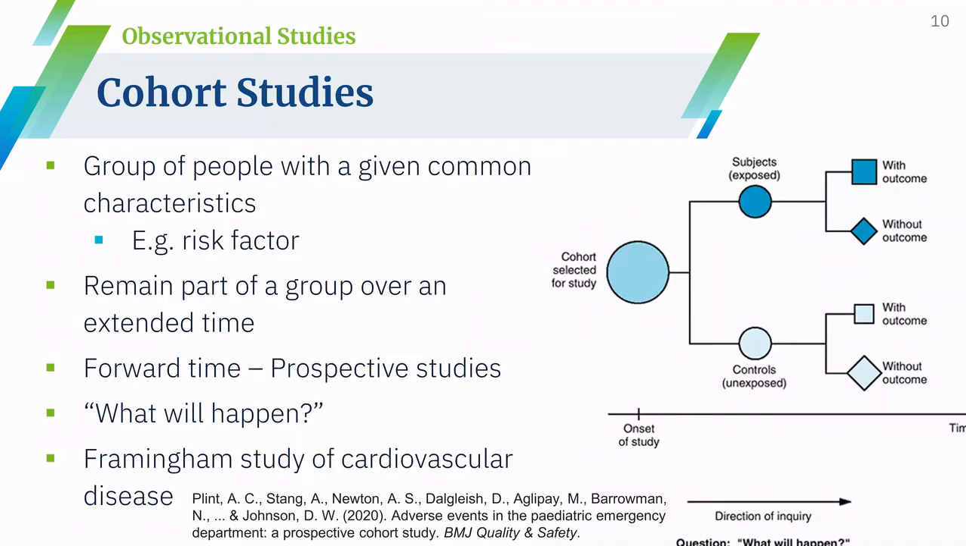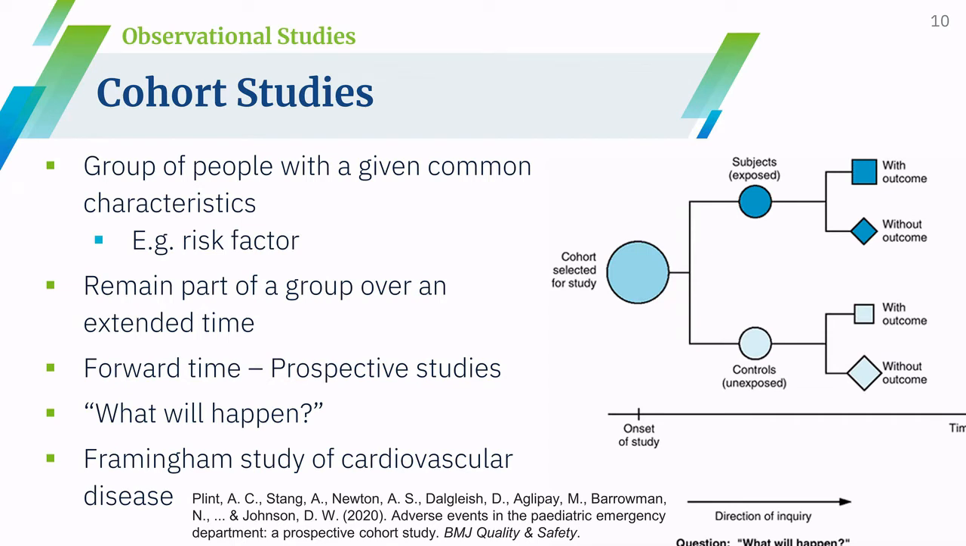A cohort is a group of people who have something in common and who remain part of a group over an extended time. In medicine, the subjects in cohort studies are selected by some defining characteristic, or characteristics, suspected of being a precursor to or risk factor for a disease or health effect. Cohort studies ask the question, what will happen? And thus, the direction in cohort studies is forward in time.